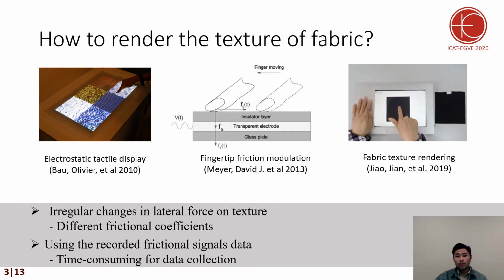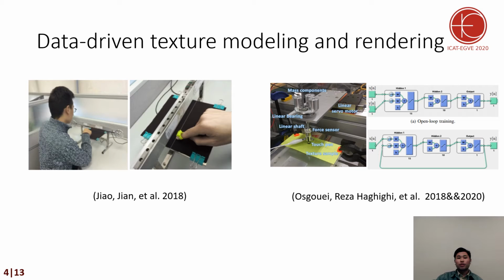Firstly, most real textures show irregular changes in lateral force on the surface, which makes the frictional coefficients also irregular. Second, it is feasible to use the recorded frictional signal data from existing physical textures, but the data collection procedure is usually time-consuming and tedious, and the measured results also depend on the performance of the sensor during measurements. How to solve these problems?